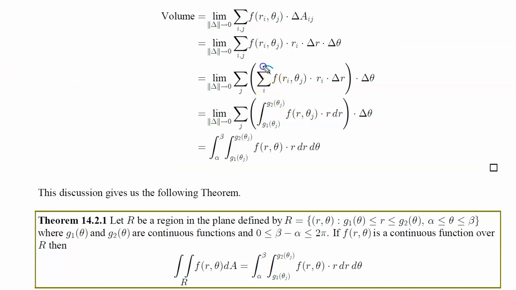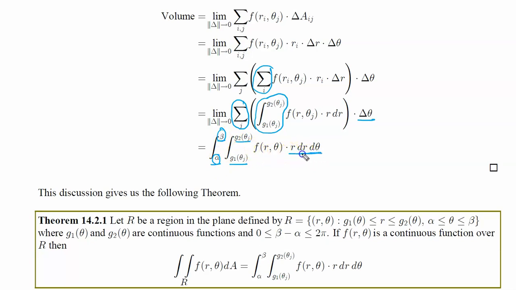Okay, so we see that this summation turns into this integral with our limits of integration. And then we still have to let the delta theta turn into a d theta. This summation turns into an integral, and the theta will then vary from alpha to beta. Those are constants, as we saw in the diagram above. So once again, we still have curve to curve, point to point, and f of r comma theta.